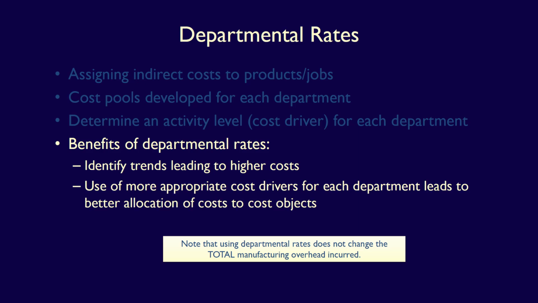Second, the cost driver for each department can be chosen to better reflect the costs within the pool. For example, if we have a decorating department which is very labor-intensive, we'll use direct labor hour as the cost driver. However, if the baking department is highly automated with few workers, then a more appropriate cost driver can be chosen, such as machine hours. Being able to choose a cost driver for each department leads to a better allocation of costs to the job or product. These are the reasons why departmental rates might be adopted by an organization.